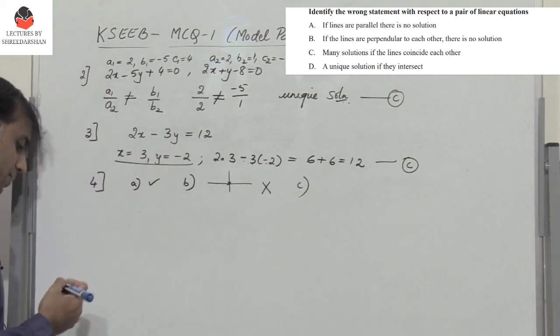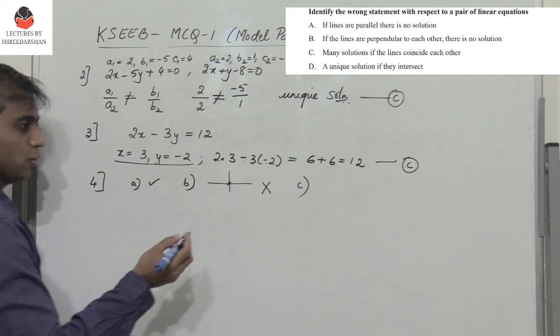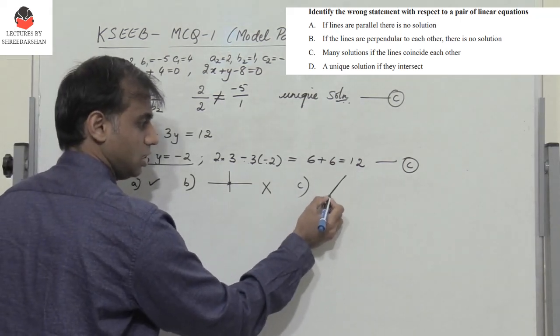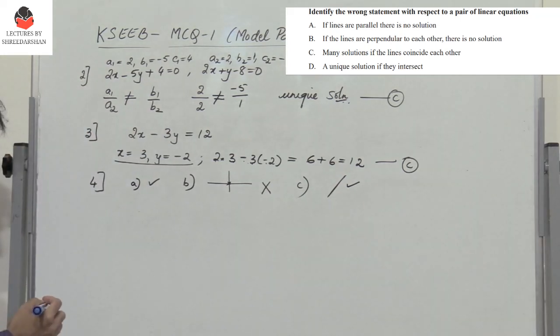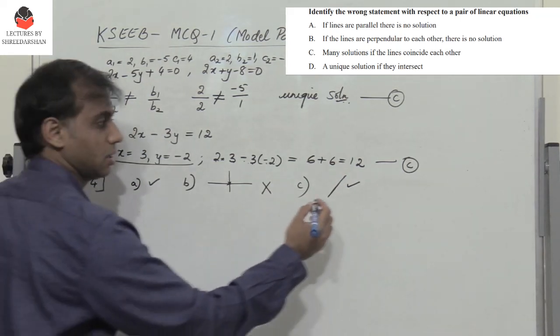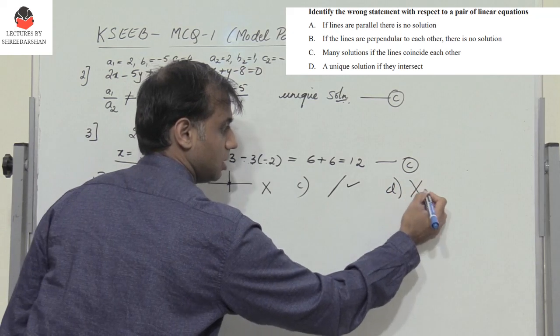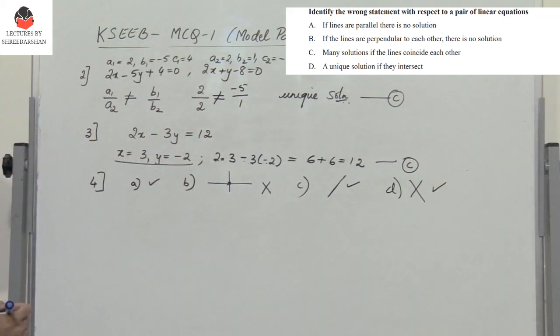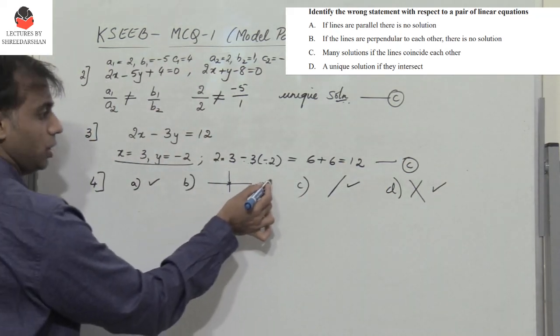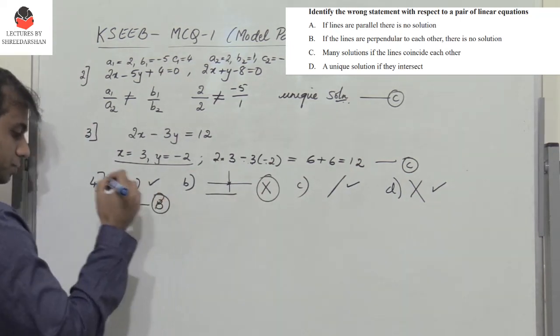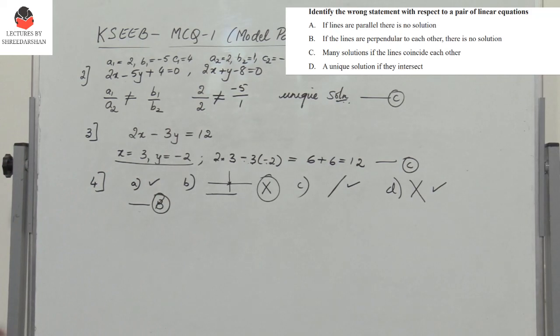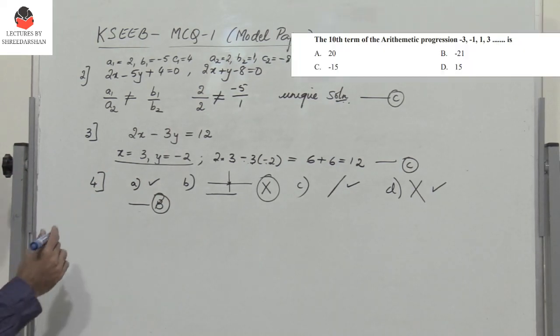What about C? Many solutions if the lines coincide. Of course, if two lines coincide, there are many solutions. So that is the right answer. And D, a unique solution if they intersect. If they intersect, there is a unique solution. That is also right. So therefore, the only wrong answer is B. So B happens to be the statement which is wrong with respect to a pair of linear equations.